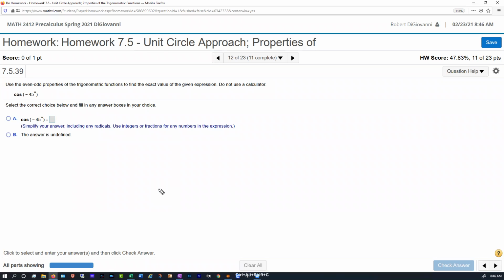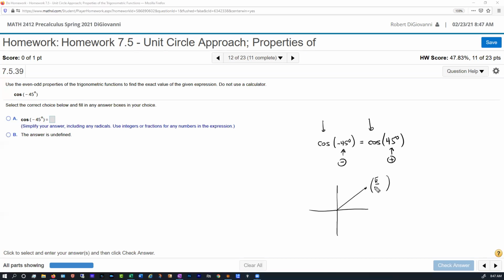I'll talk about what even and odd means in class. But basically, cosine is an even function. So if you plug a negative value into it, you get the same answer as if you plug in a positive value. That only works for cosine, because it's what we call an even function. So if this number in here is negative, you get the same answer as if that number were positive. And cosine of 45 degrees, we know that at 45 degrees, cosine is the x-coordinate, which is √2 over 2. So we should get √2 over 2.